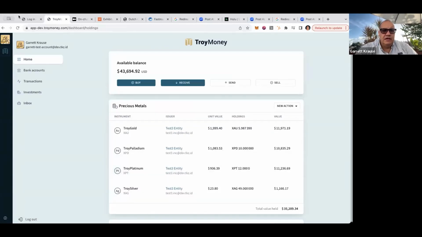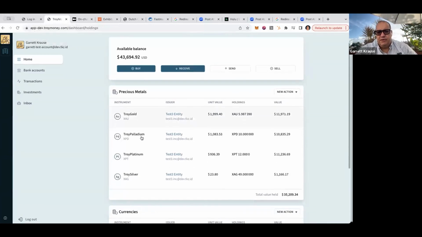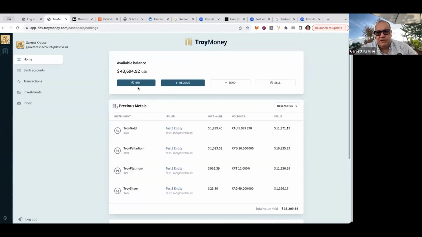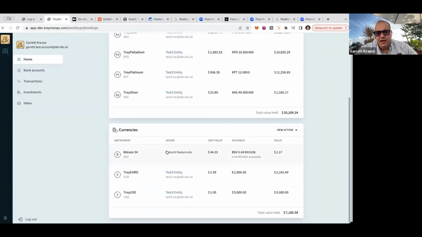As you can see in our wallet, it's a very simple layout, easy to use. These are the 4 precious metals we have in our wallet right now: the unit values of the metals, gold, palladium, platinum, silver, and the total balances. Here's my available balance. And then down here, I have my BSV. I always need BSV in the wallet to do transactions and to authenticate transactions. You don't need a lot of it.